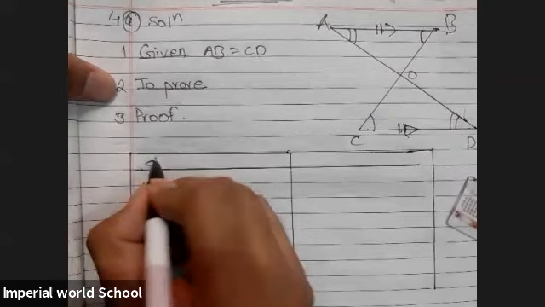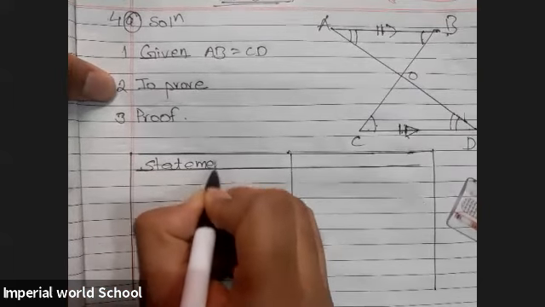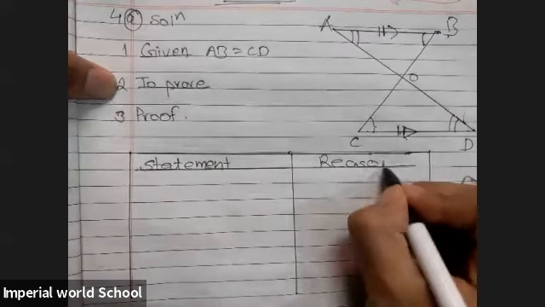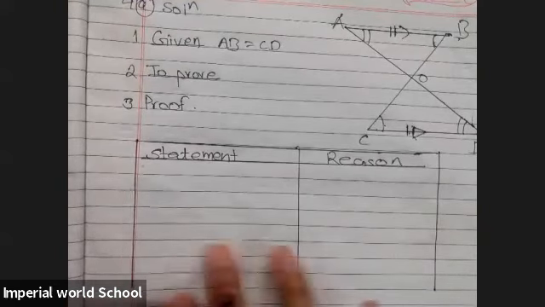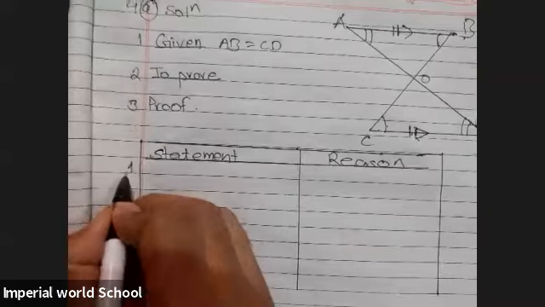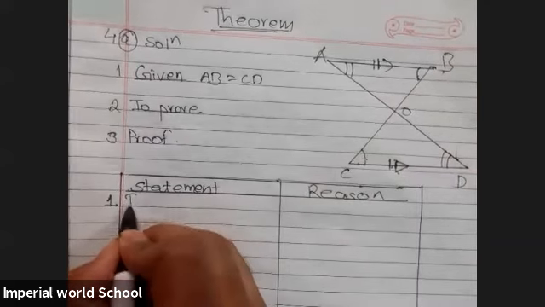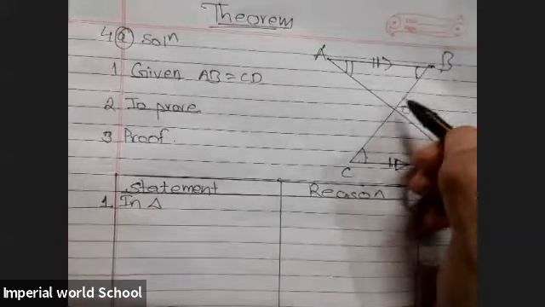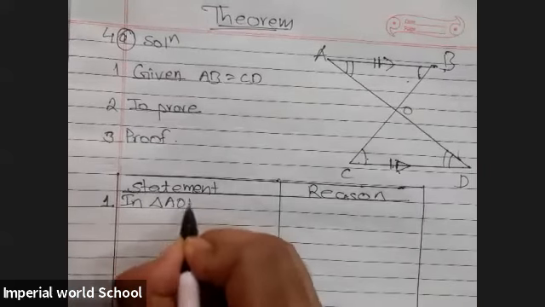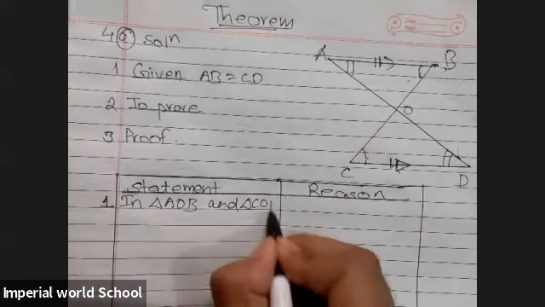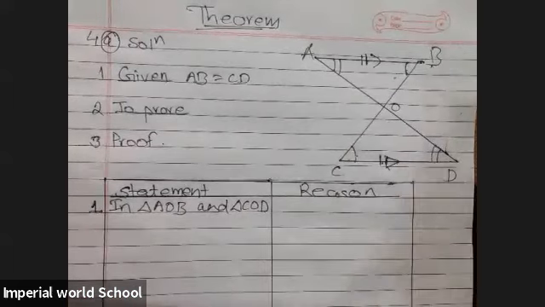See here, just understand the statement. The first column is known as statement and the second column is known as reason. It's a two-sided table, like the differences you write in science. And there will be number one statement. In number one, whatever triangles we are going to deal with, their names should be mentioned. The first triangle I'm going to take is triangle AOB, and the second triangle is triangle COD.